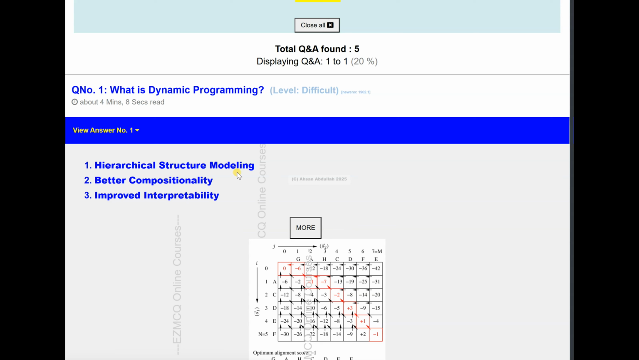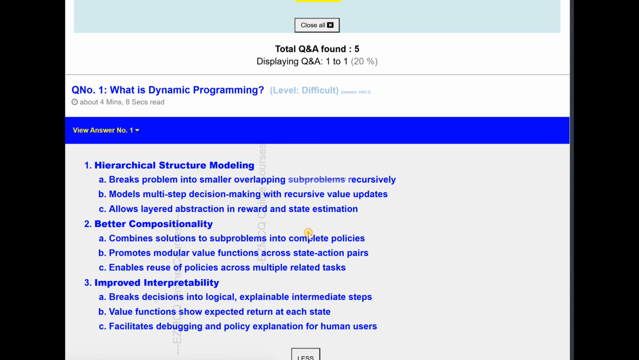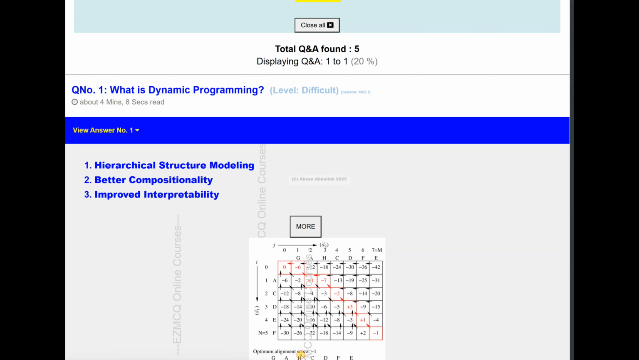So this is hierarchical structure modeling. This is inherent to dynamic programming, and is exploited in the domain of deep reinforcement learning. And we have seen hierarchy in recursive neural nets also. And using dynamic programming, there is better compositionality. What is meant by this? We will discuss this. Combine solutions to subproblems into complete policies. This is like a divide and conquer approach. And then there is improved interpretability. So this is a very useful thing which adds trust to the system also.